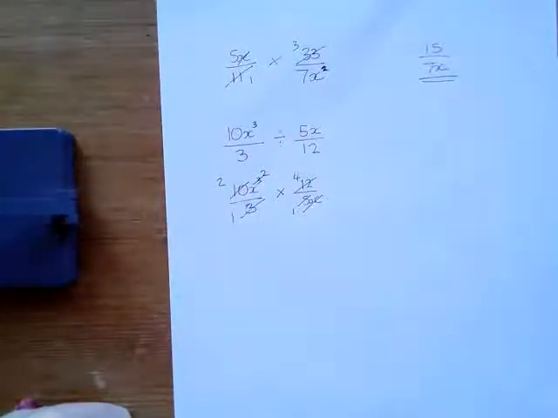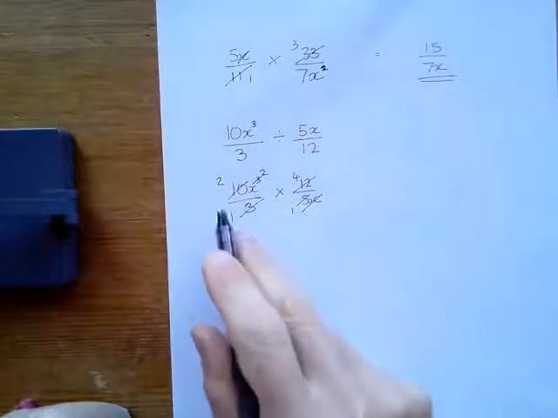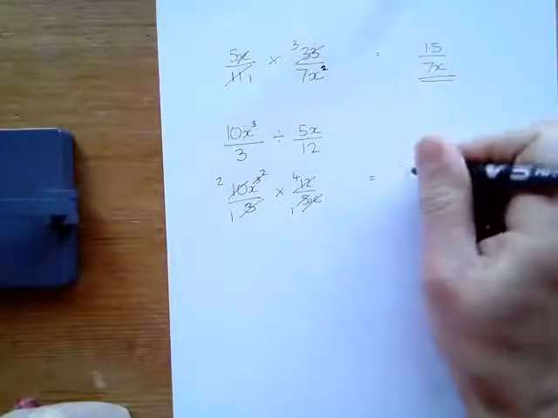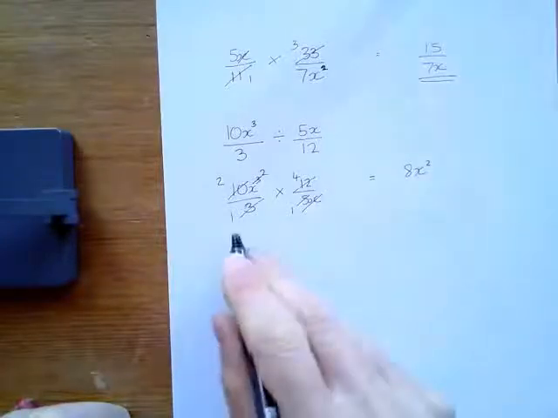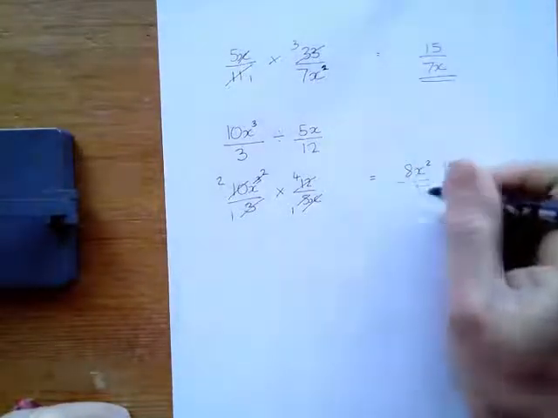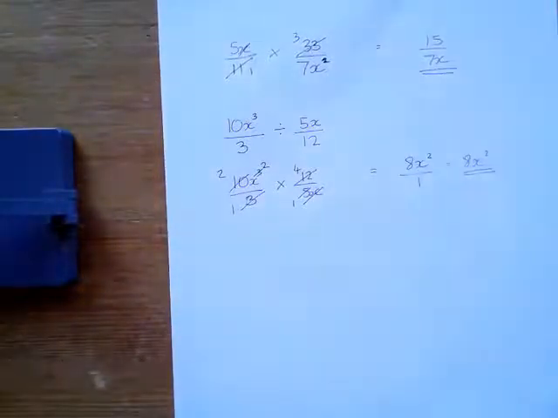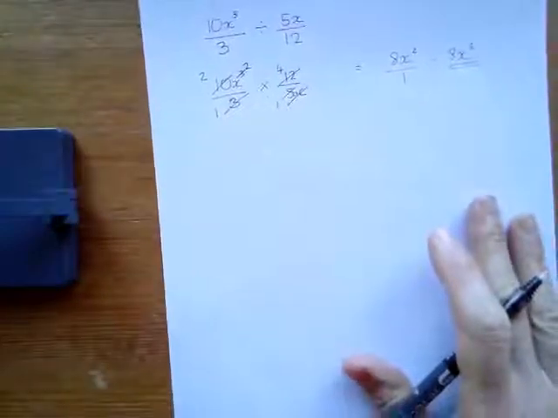So a bit messy, but if you look now, I've got 2x squared times 4 on the top, which is 8x squared, and I've got 1 times 1 on the bottom, which is obviously 1, so the final answer to that one is 8x squared. Finally, I'm just going to do an addition for you.